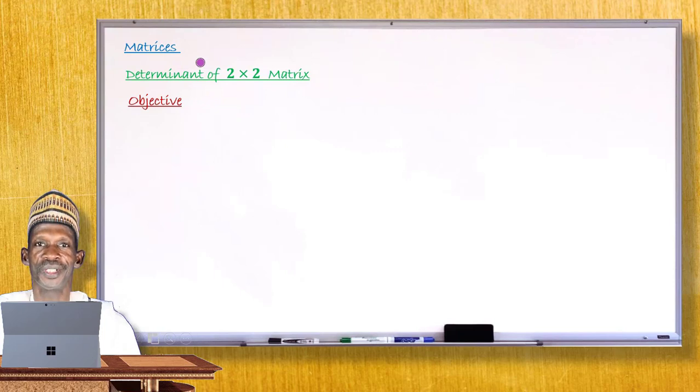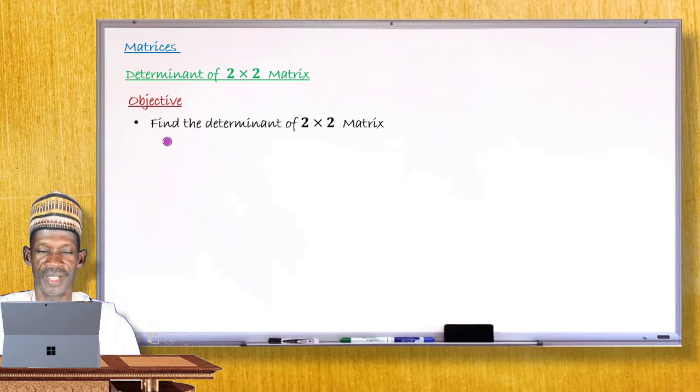Today, in continuation with your main topic, that is matrices, what you are going to learn is how to find the determinant of a 2 by 2 matrix. So let's begin. After completing the lesson today, my dear student will be able to find the determinant of a 2 by 2 matrix. This is what I hope you'll be able to do after completing the lesson today.